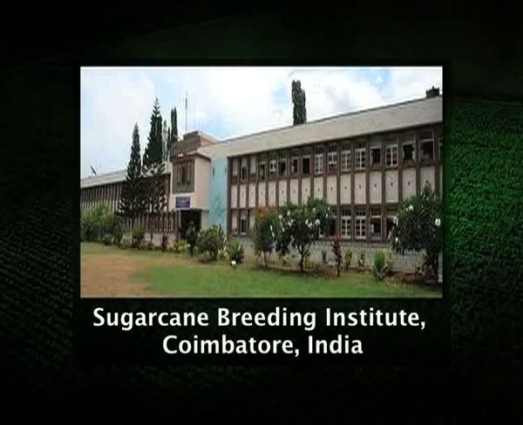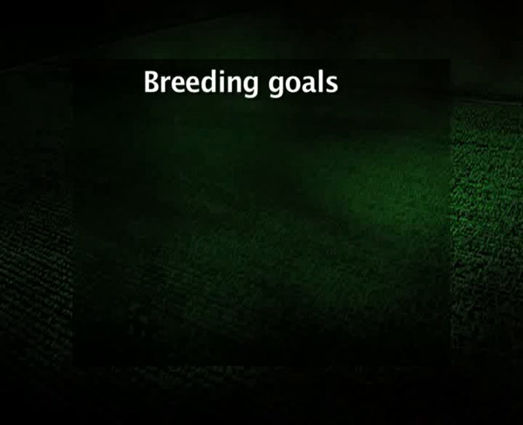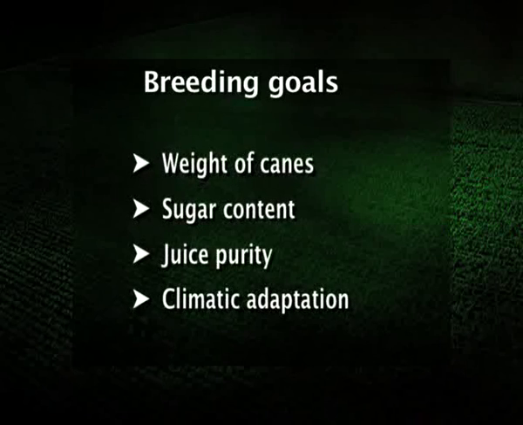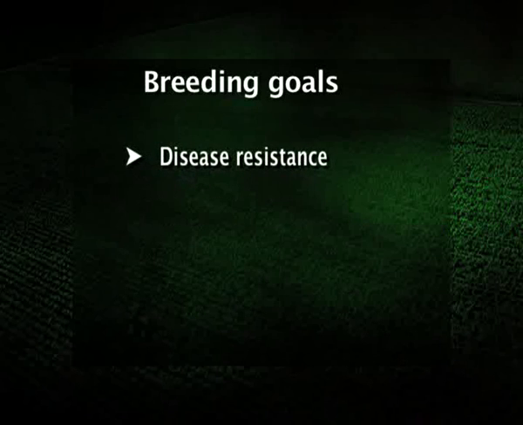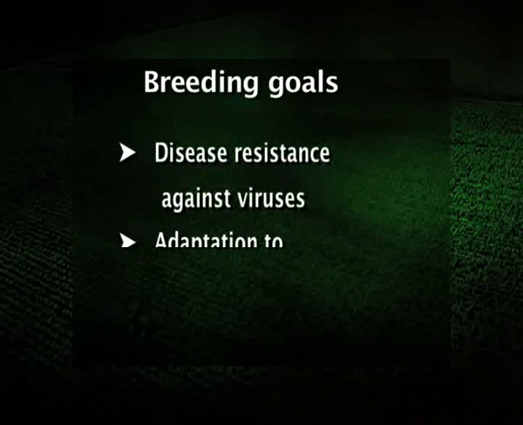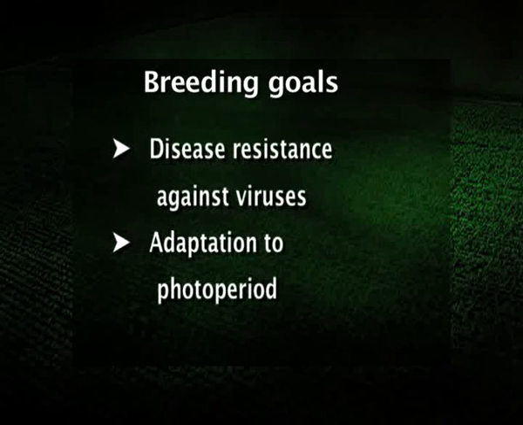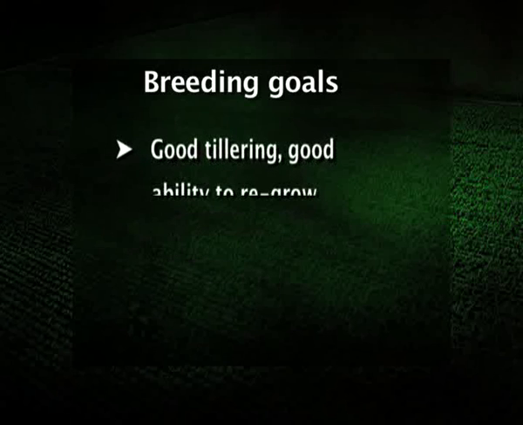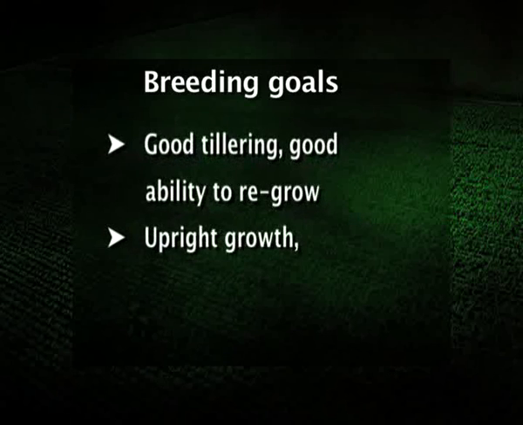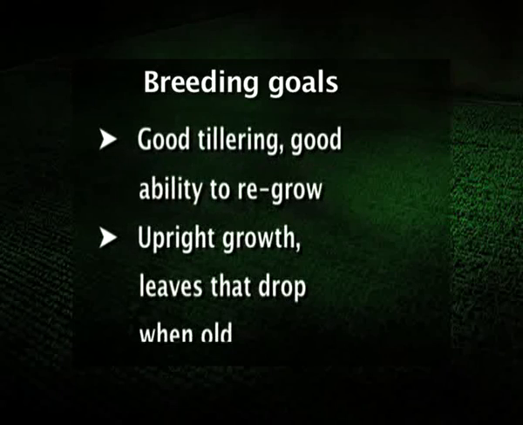Sugarcane Breeding Institute, Coimbatore, India, one of the pioneering sugarcane breeding institutes in the world, was established in 1912. The main objective is evolving superior varieties of sugarcane suitable for various agroclimatic zones in India. Breeding goals are to improve weight of the cane, sugar content, juice purity, and climatic adaptation; disease resistance, especially against viruses; adaptation to the photoperiod, non-flowering; good tillering and good ability to regrow; upright growth and leaves that drop when old.